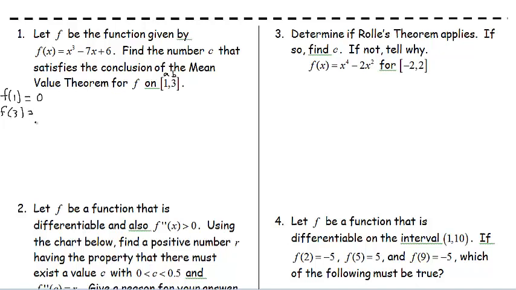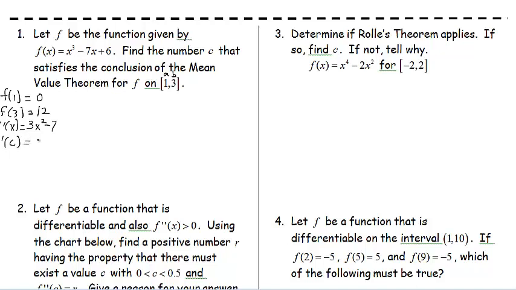All right, let's find the functional value at 3. So plugging in 3, I'm going to have 27 minus 21 is 6, plus 6 is 12. Another thing that I'm going to need is the derivative, so I'll go ahead and put that right here. We're trying to figure out where the derivative is equal to the secant slope, the slope through the endpoints, the average rate of change. 3x squared minus 7. So I think I have everything I need.